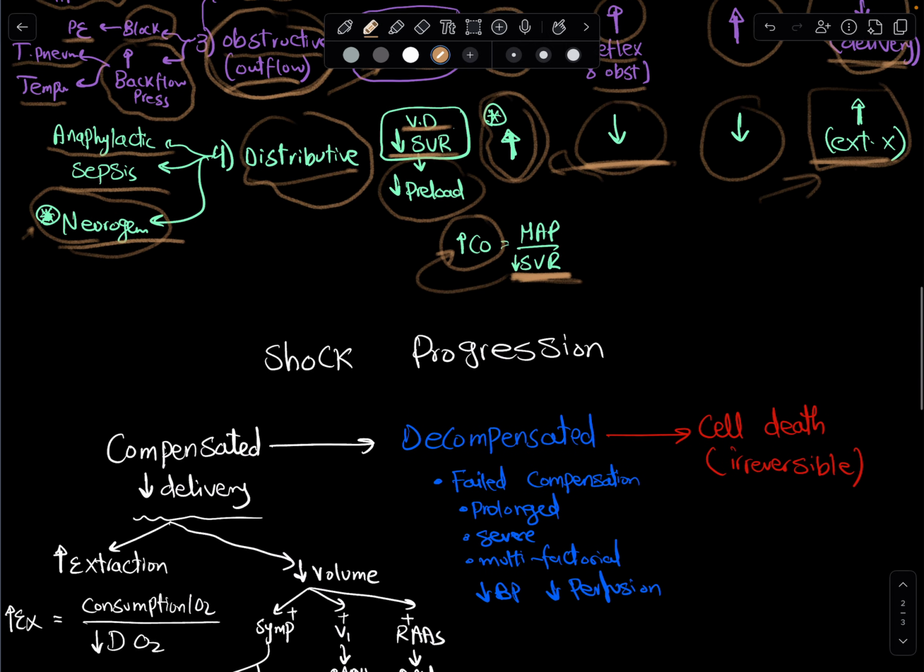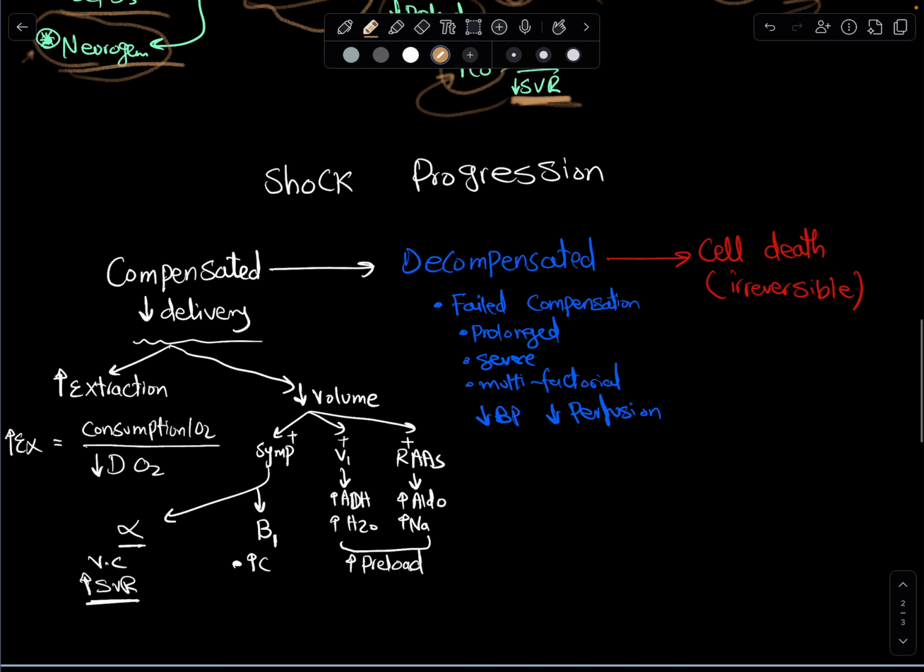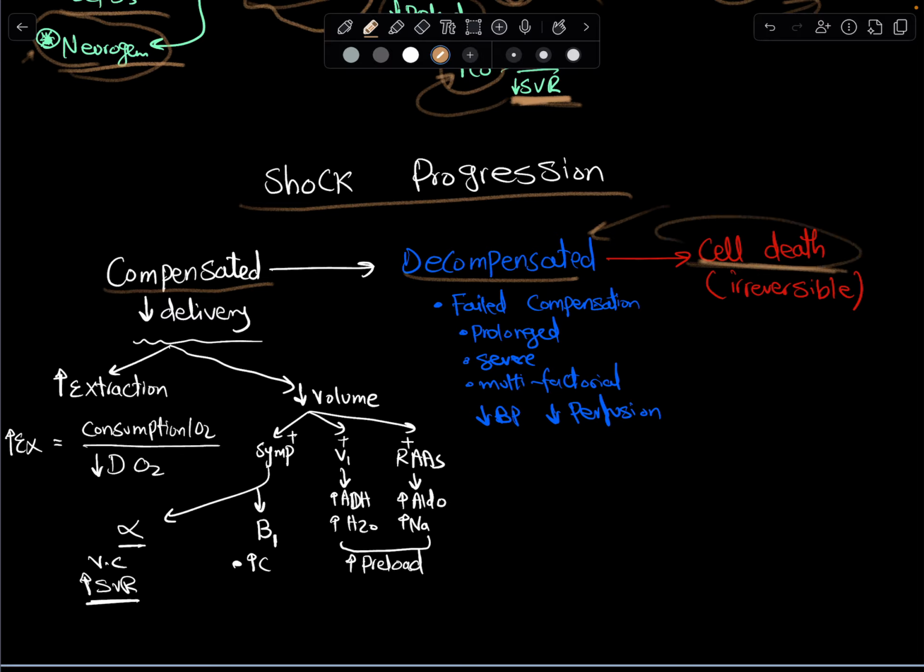So the next thing I want to talk about before ending this discussion is shock progression. We talked a little bit about compensation, and when the cardiac output drops, the sympathetic system tries to compensate, so it gets activated and increases the systemic vascular resistance and all that. So actually, shock has stages. You have compensated, decompensated, and eventually, if you don't treat the decompensated part, it will end up in cell death, which is irreversible.